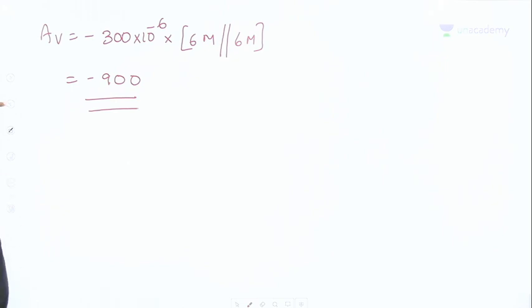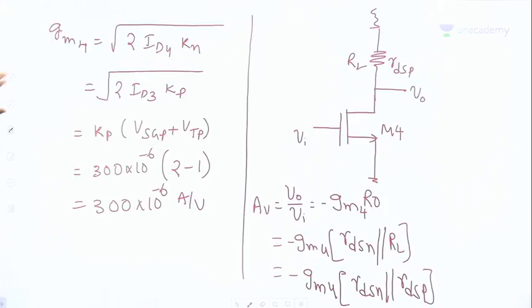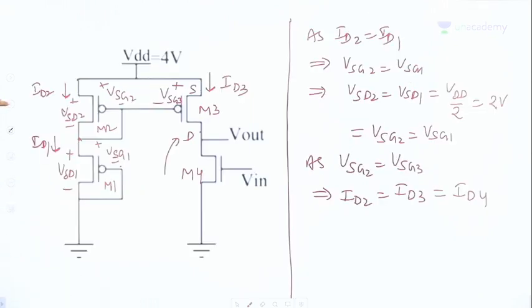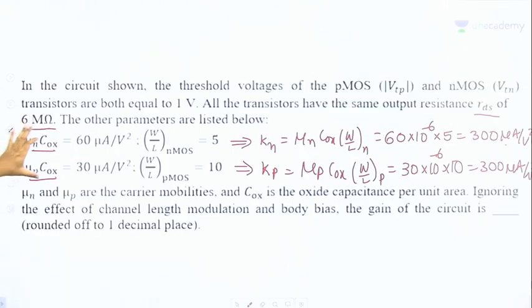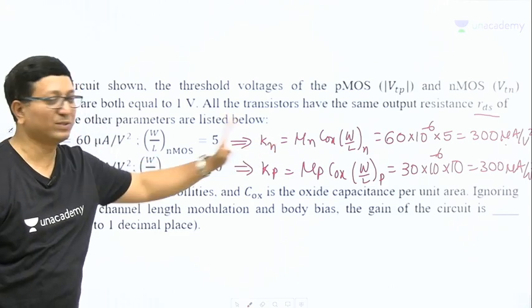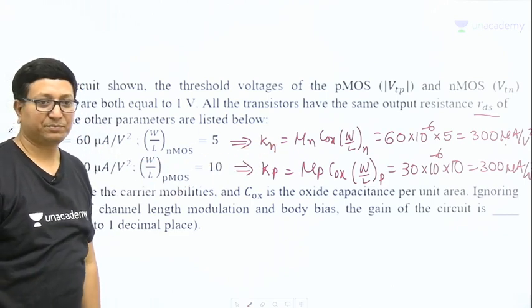This is how we can solve this question. You can see how simple we can do it. The very first point you need to observe is from the given data that Kn is equal to Kp, right?